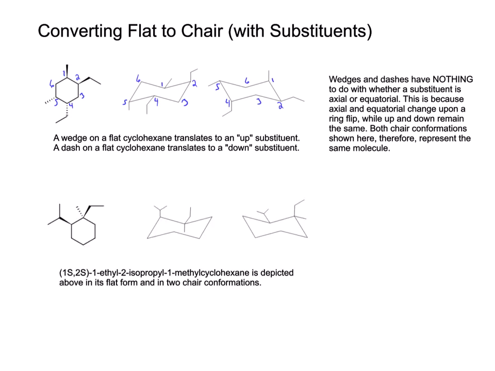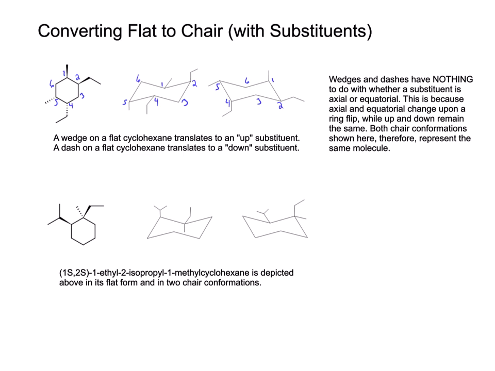Anytime we have a substituent on a flat version of a cyclohexane, we can redraw that into its chair form and do a ring flip. So in other words, we can represent it with 2 different chairs. Here I have 1-ethyl-2-isopropyl-1-methylcyclohexane, and I'm showing it depicted above in its flat form and in its 2 chair conformations.